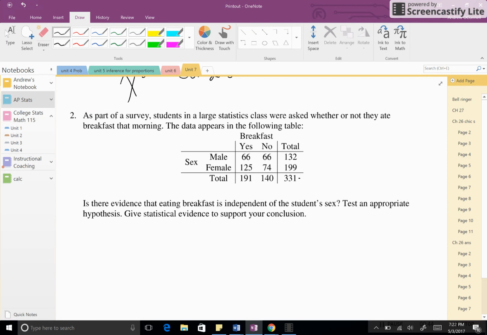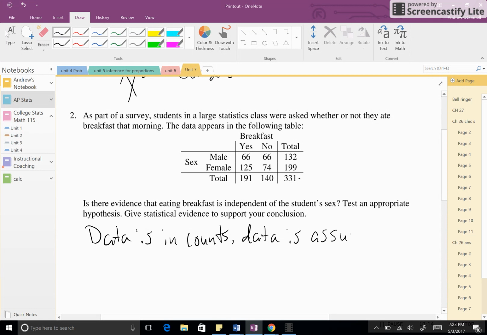One of the big giveaways that this is going to be a chi-squared distribution is that we have the two-way table here, and our data is in counts. It's not in percents. It's not in means. That's actually the first condition: data is in counts. It doesn't say anybody was randomly selected or independent, but this is probably safe to assume. So data is assumed to be independent.